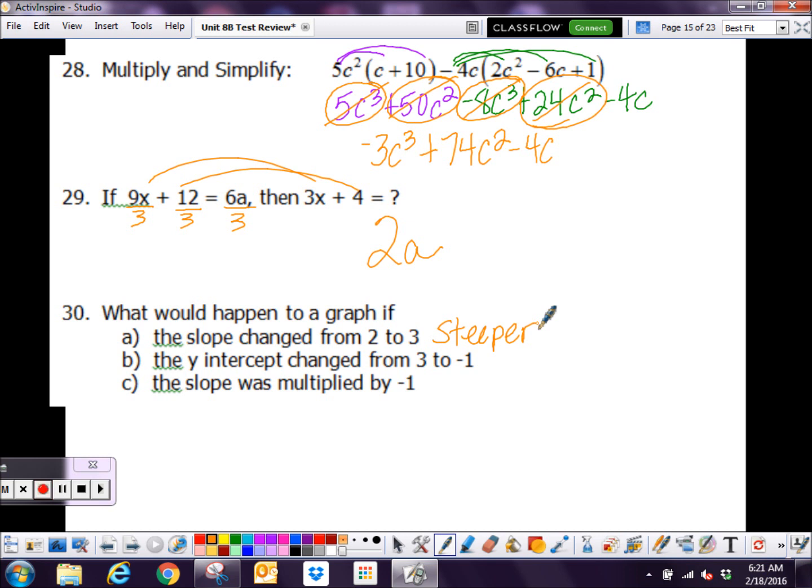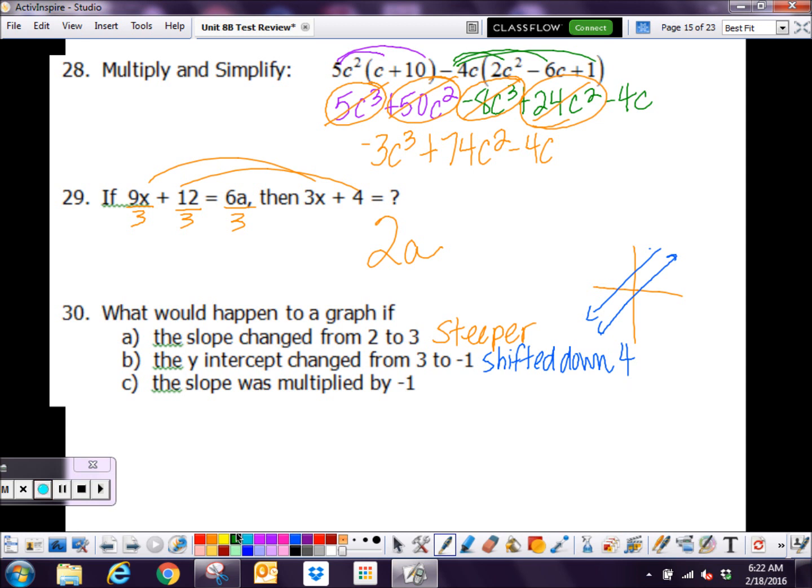Part B, the y-intercept changed from 3 to negative 1. Okay, it does not say in part B that the slope is changing. It just says that it's moving down. So all that means is that that line is being shifted down. And how many units is it being shifted down? It's going from 3 to negative 1, so it's shifting down 4. But again, you can see that from your calculator if you'll just make up an equation.